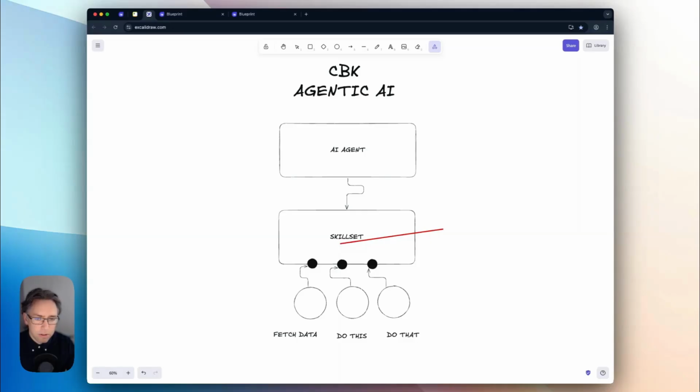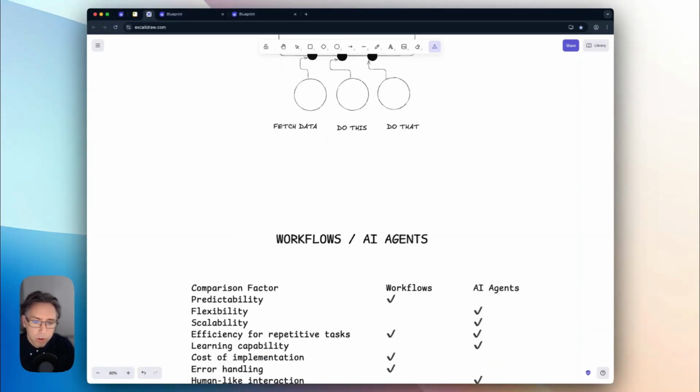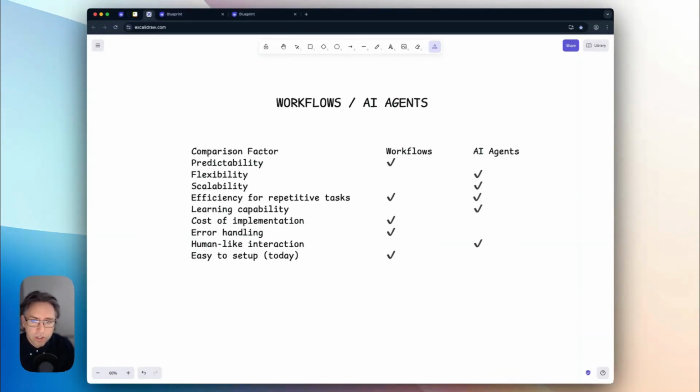The significant difference between the normal workflow and agentic AI design is that there is a bit of a chasm between both of them. One of them is more deterministic, the other one is less deterministic, but one of them is less flexible and the other one is more flexible. So let's look at some of the pros and cons between workflows and AI agents.